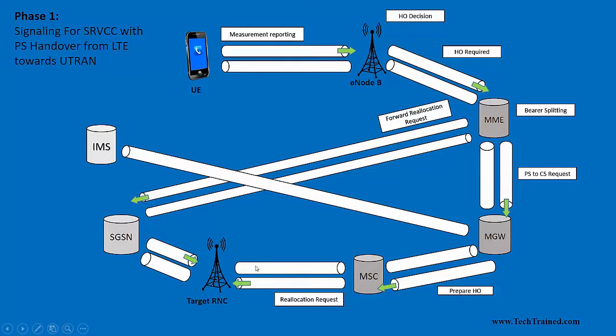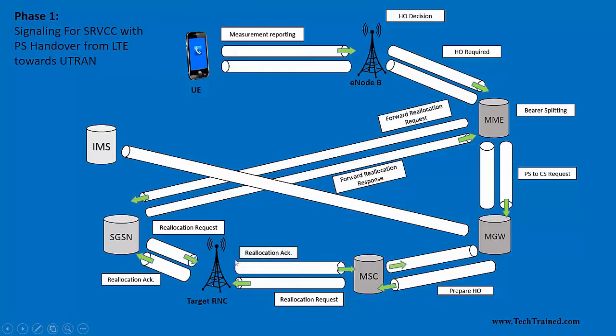So the target RNC is going to make the decision for both of these requests, circuit switch and packet switch, and it will send a response, which you can see as relocation acknowledgement going towards the SGSN, and then this response or acknowledgement goes all the way back towards the MME, which you see as the forward relocation response received by the MME. That being said, what about the circuit switch portion? You can see the RNC is giving the request towards the MSC, which is the target MSC, and the target MSC is going to forward that acknowledgement all the way back towards the MSC server. So this is the prepare handover response.